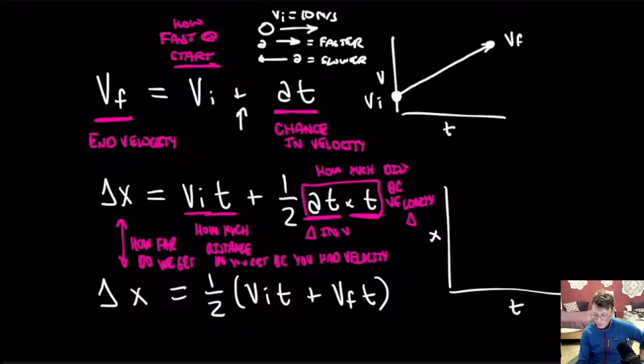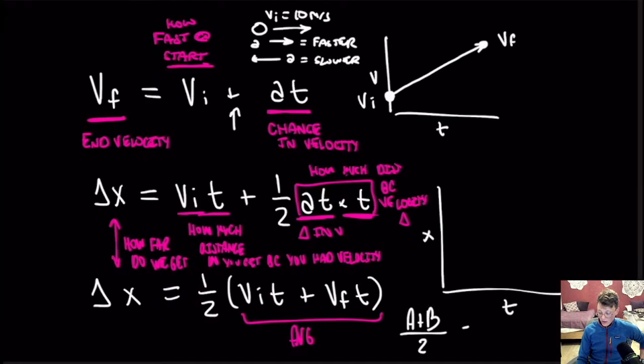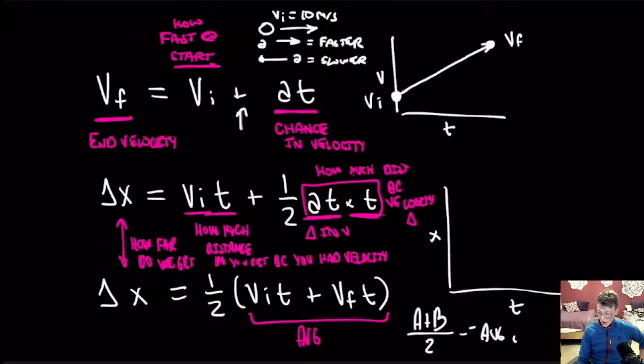Okay. So now let's go ahead and look at this last one here. Again, we have how far do we get, and we're going to look at this guy here. This is just an average. All this is doing is averaging something up. How do I know? Because if you want an average, you've got two things. You have one thing, you have the other thing. So let's say it's A and B. You do A plus B divided by 2. If you do A plus B divided by 2, you have the average of A and B. Cool. So what are we taking the average of?